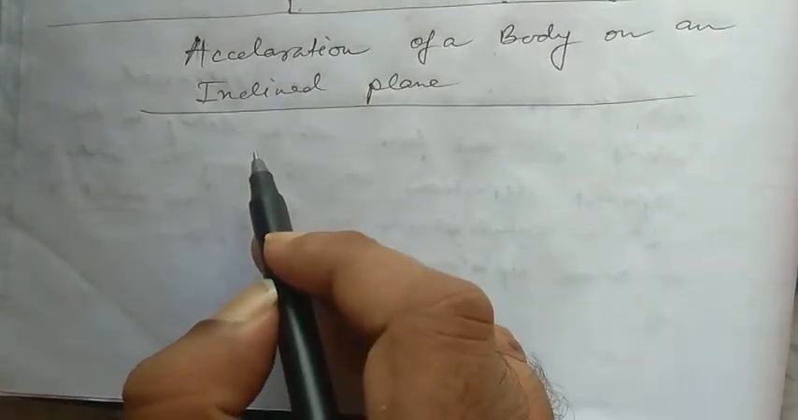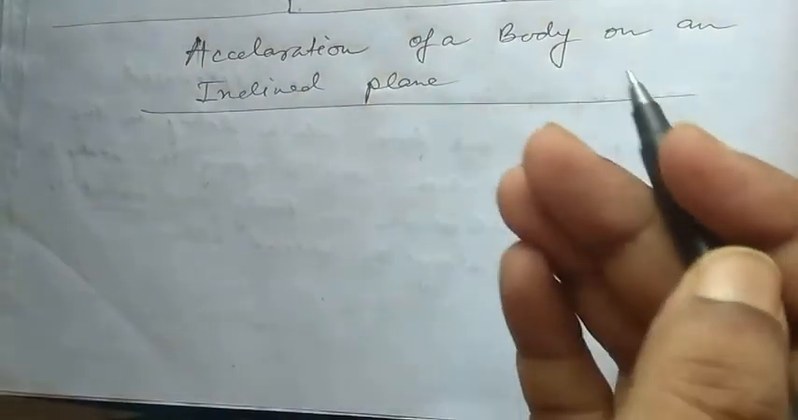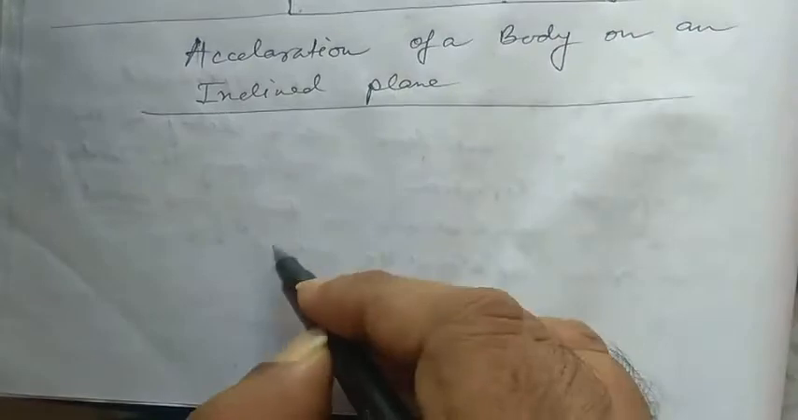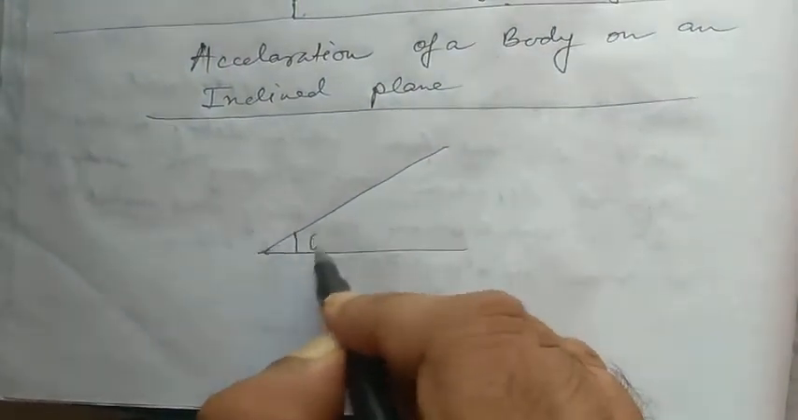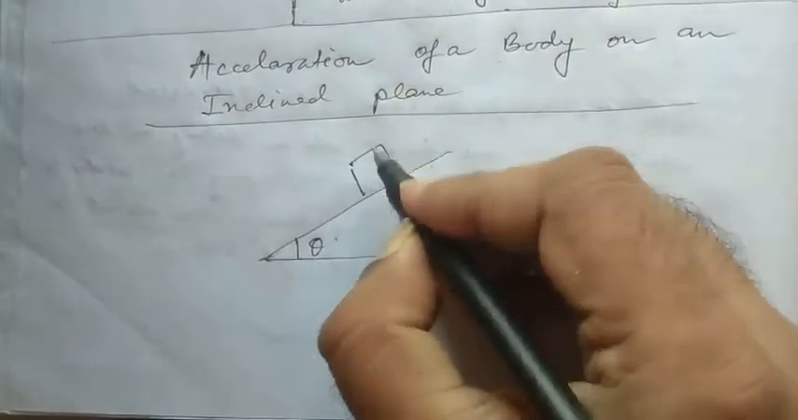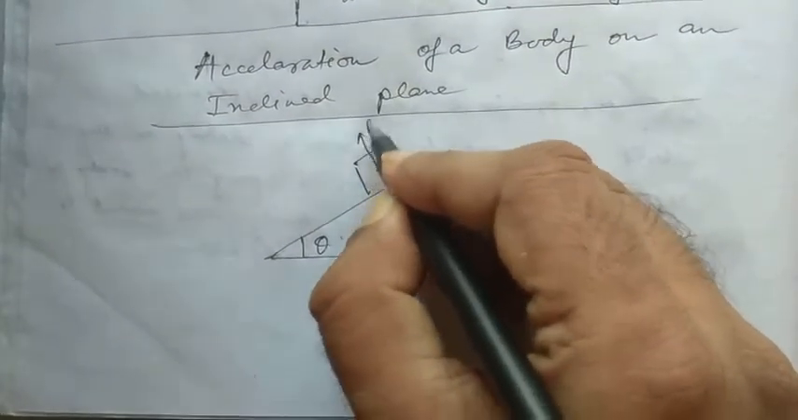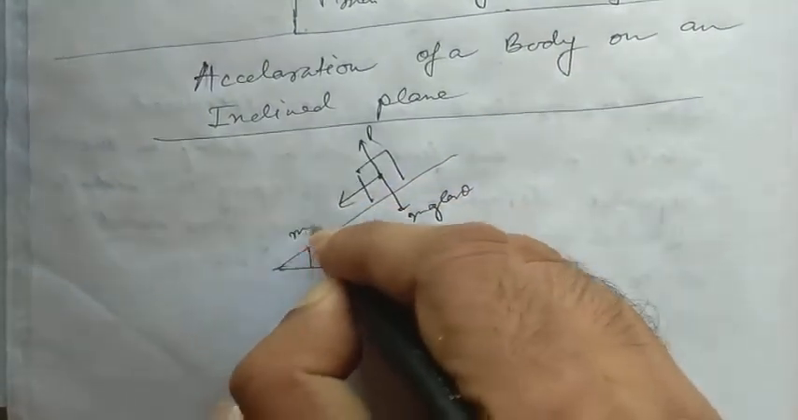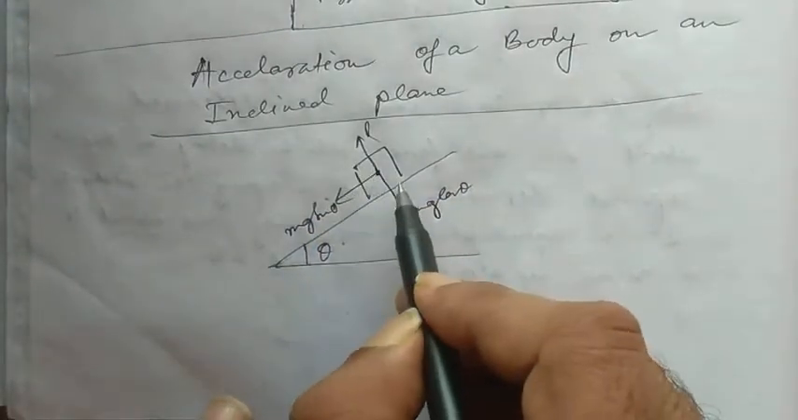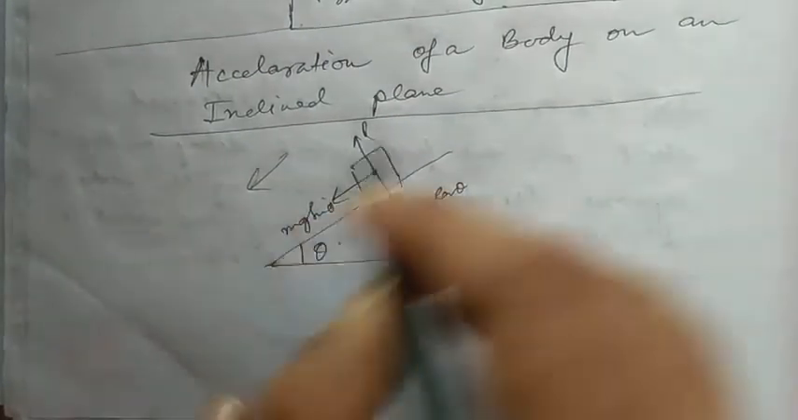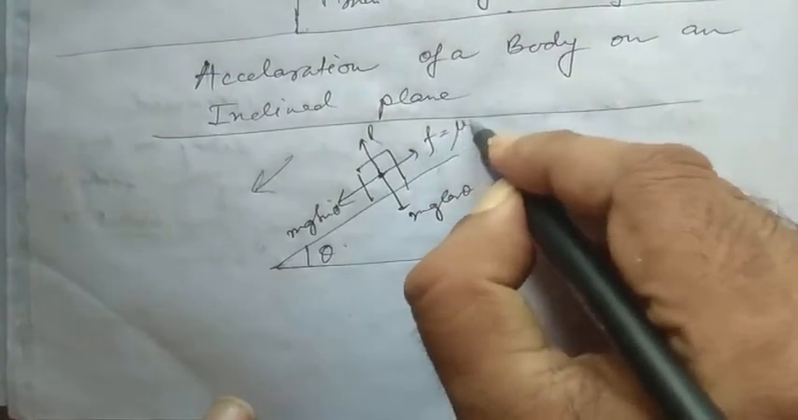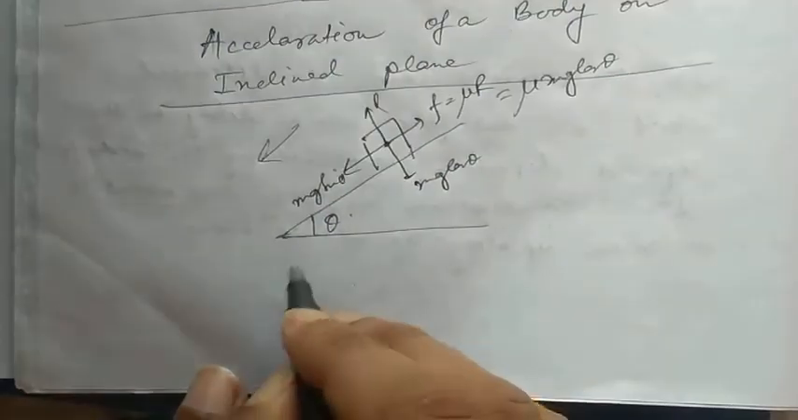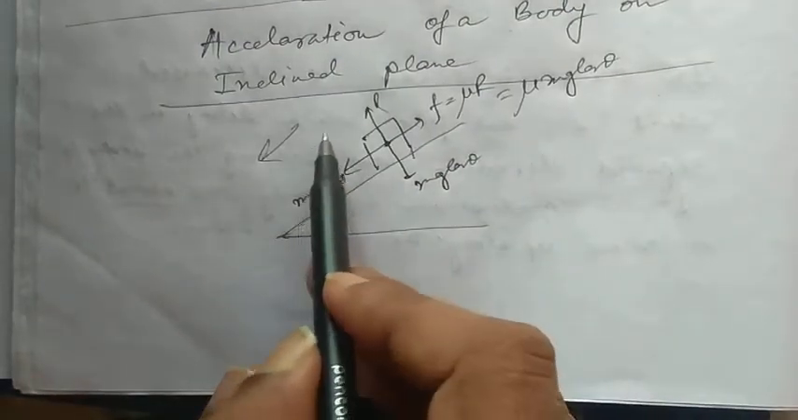Now we will learn to write the equations of a body accelerating on an inclined plane. Now suppose this is an inclined plane, the angle of inclination is theta. This is R, this is mg cos theta, this is mg sin theta. The body's tendency is to move downwards, so the frictional force will act in the opposite direction, that is mu R, also equal to mu mg cos theta. So the acceleration of the body will be in the downward direction.